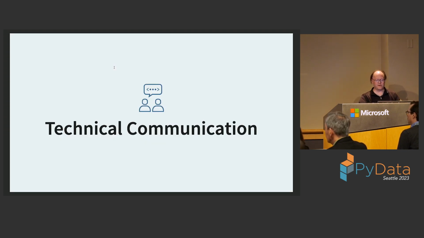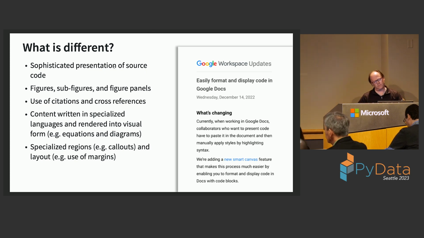Okay, let's talk a little bit about some of the specific requirements of technical communication and how Quarto supports those. So what's different about technical communication? I found this interesting that Google Docs now supports code blocks, but that's as of like 5 months ago. So if you're doing technical communication, you definitely want to be able to display code. My point here is that tools like Microsoft Word and Google Docs are not made for technical communication. Sophisticated presentation of source code, citations and cross-references, math, diagrams, lots of things you want to do that are not well supported by general purpose tools.